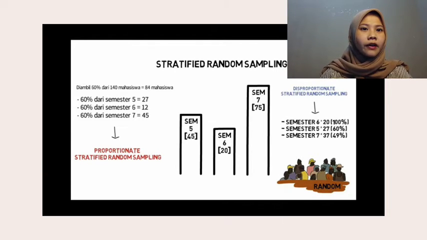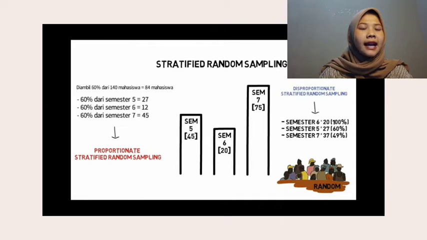The second way, for example, the researcher assumed that semester 6 has only 20 students, which is very few. If the researcher only takes 60%, then the researcher decides to take all members of semester 6, so that semester 6 will be taken 100%, and semester 5 will be taken 60%, and semester 7 will be taken 49%.